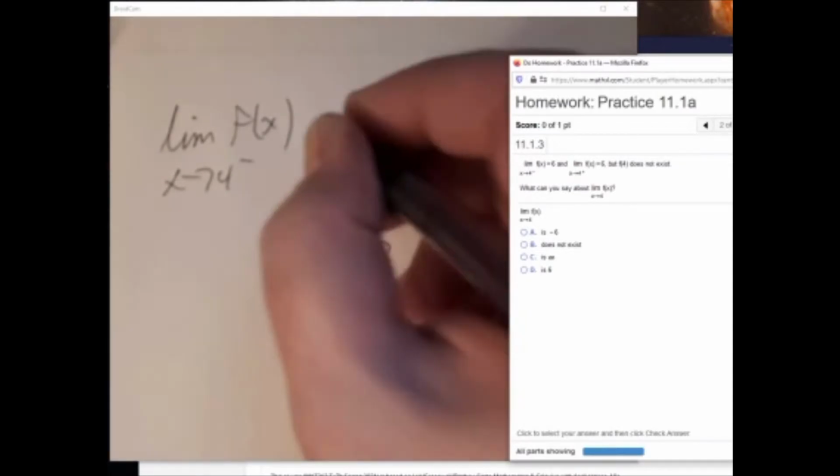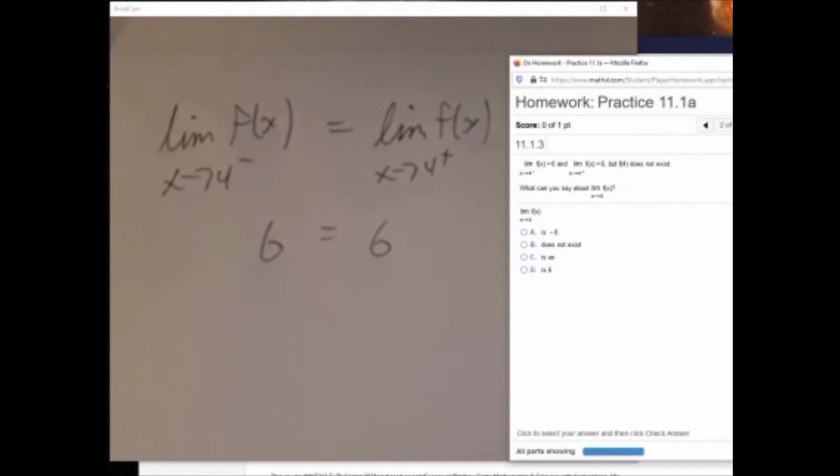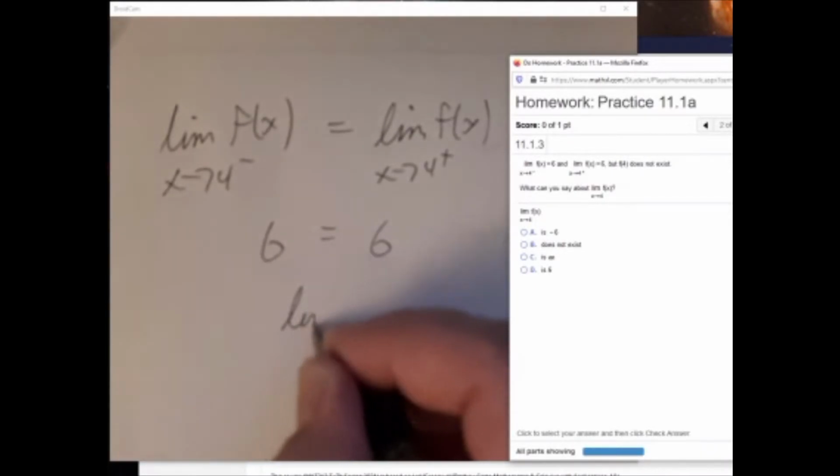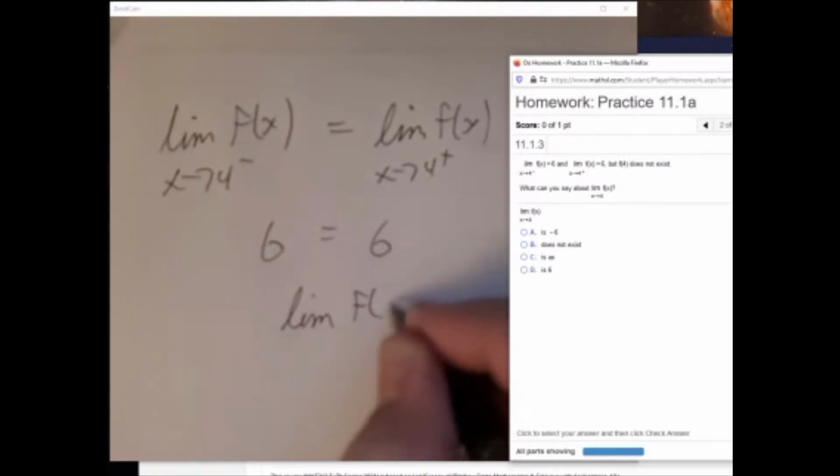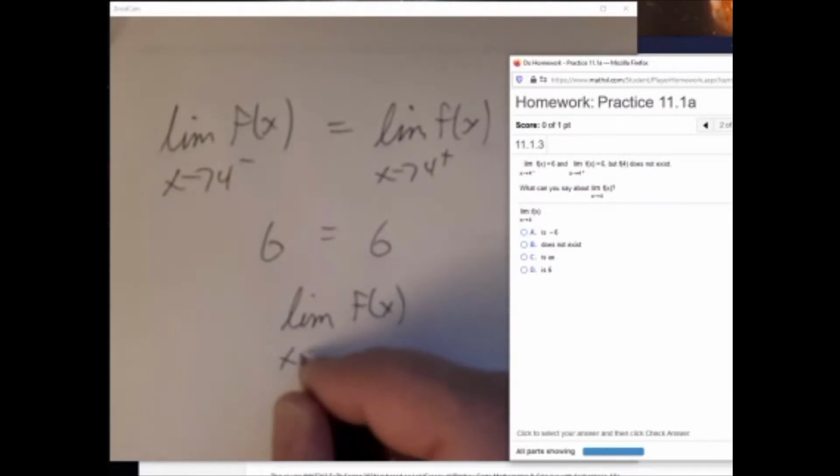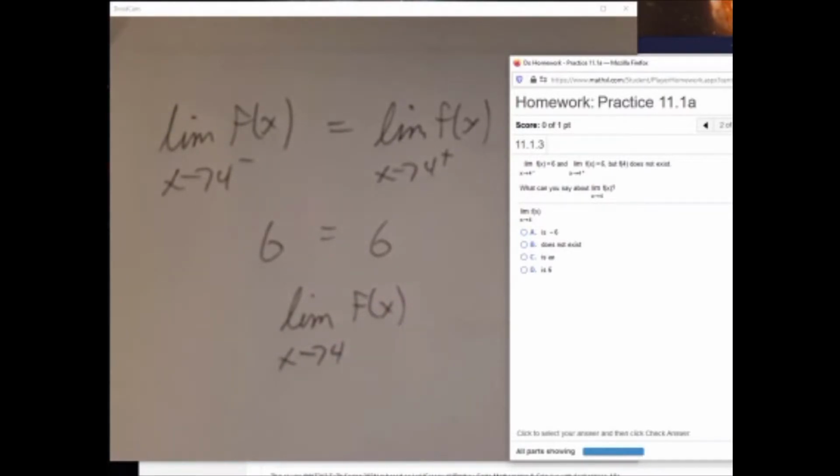Since the left and the right side equal, we can then write the two-sided limit, which means x going to 4 with no superscript there, and that equals 6. The two-sided limit will always equal what the left and right equal. And so for our choices here, we have D. It is 6.